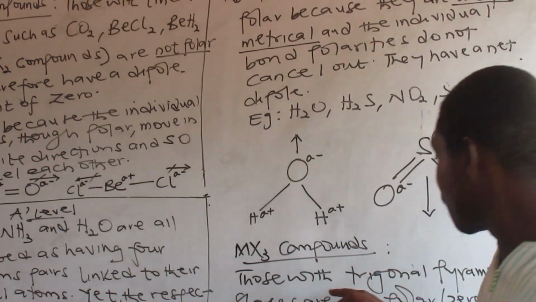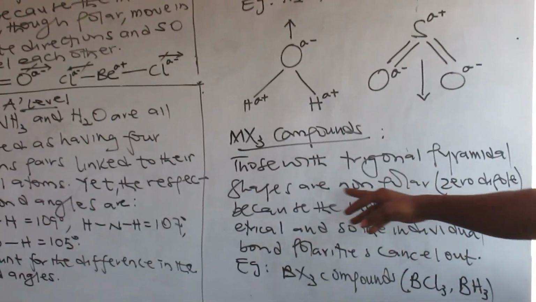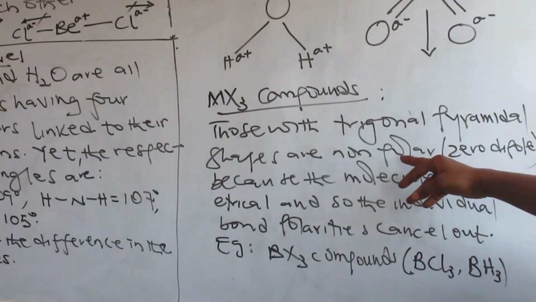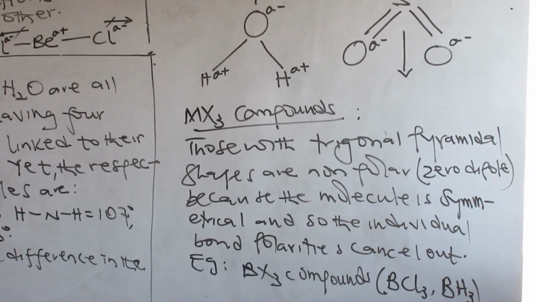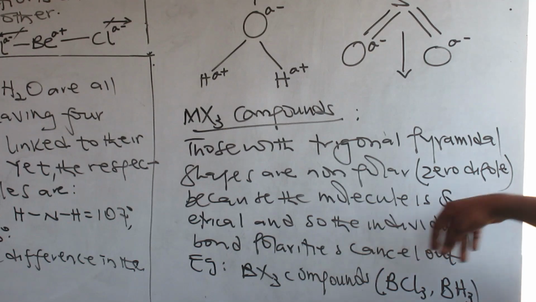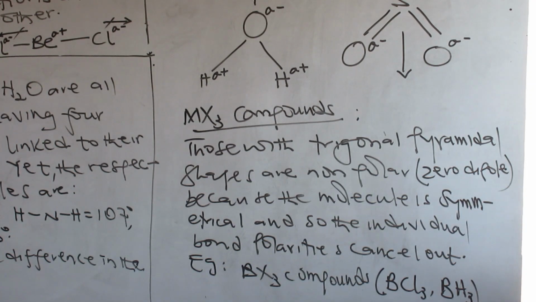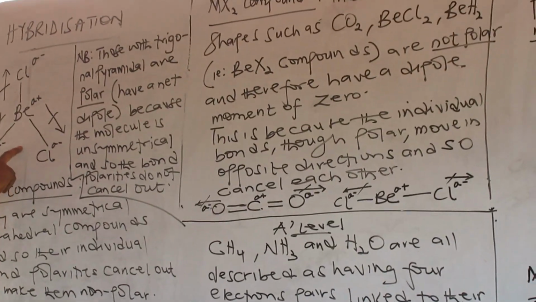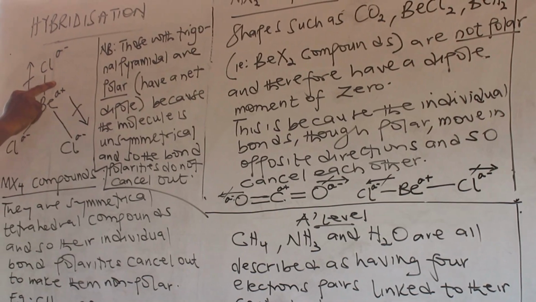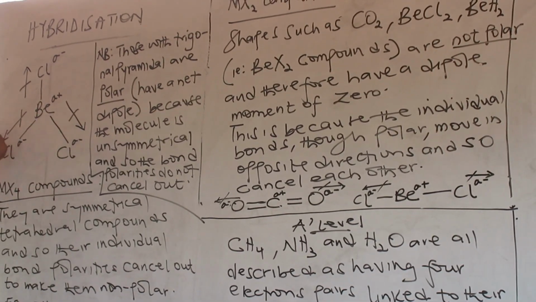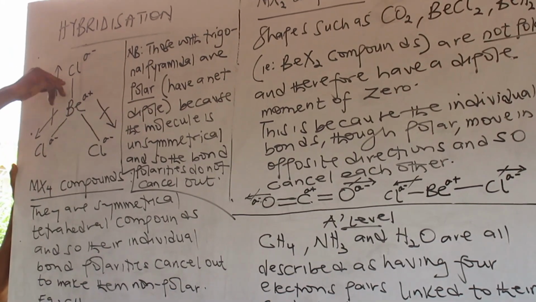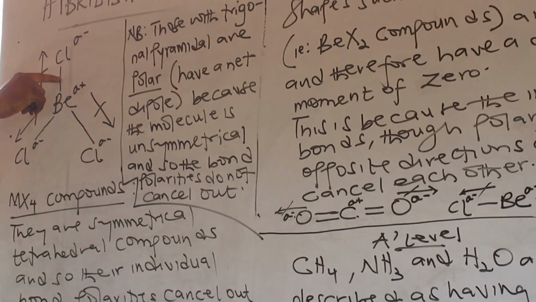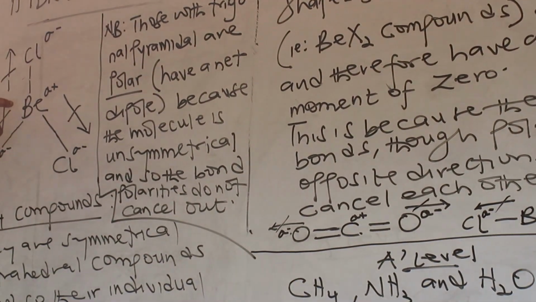MS3 compounds, those with trigonal planar shapes, are non-polar. They have a zero dipole because the molecule is symmetrical, and so the individual bond polarities cancel out. Example here, a very long one. So there is chlorine, chlorine, chlorine. The direction here is pulling electrons, electrons, electrons there. You see, this is symmetrical. So the bond polarities cancel out, right?